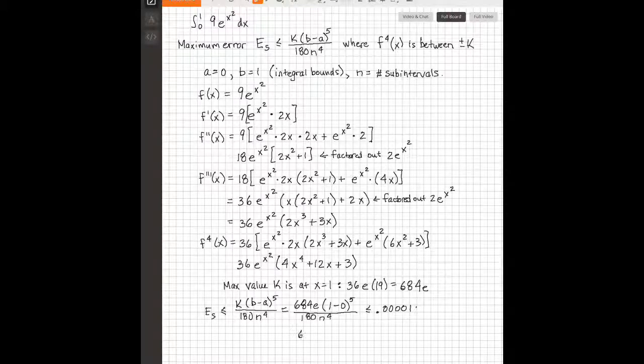Basic algebra will carry us the rest of the way now. We can multiply both sides of this equation by n to the fourth. And then with just a little more algebra, we get that n must be greater than 31, which we then have to round up to be 32, the number of subintervals that'll get our error just where we want it.